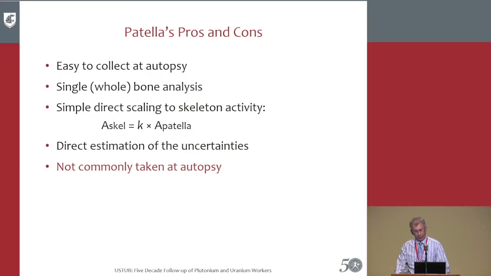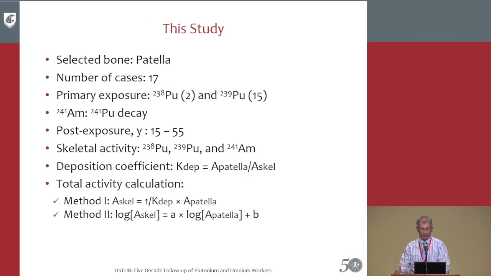What is a good thing about the patella? It's easy to collect at autopsy. It's a single bone analysis. There is a simple direct scaling to total skeletal activity, so there is no estimation. It's a direct estimation of uncertainties, based just on your analysis. The drawback, the con, was that it's not commonly taken at autopsy, even at USTUR.